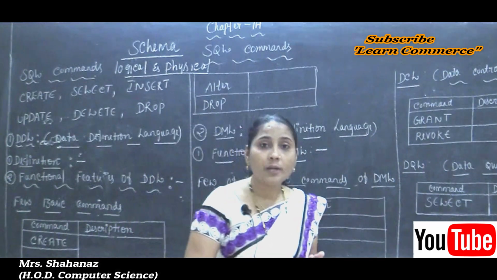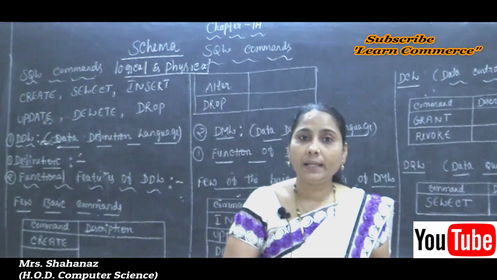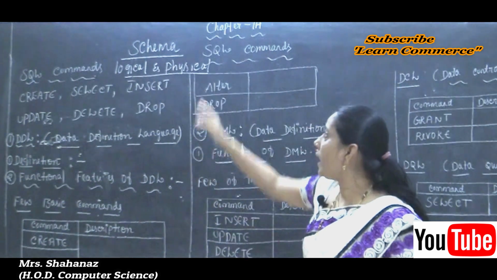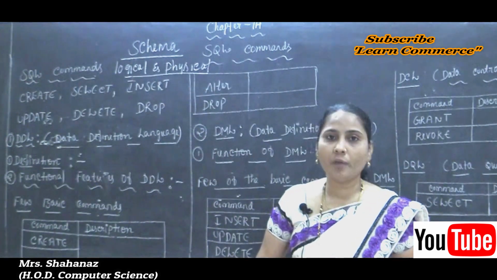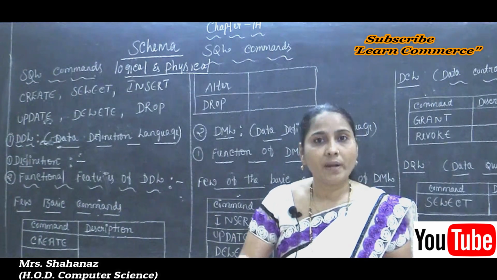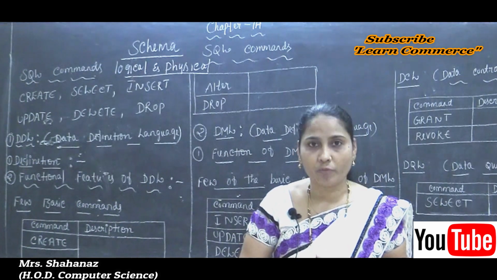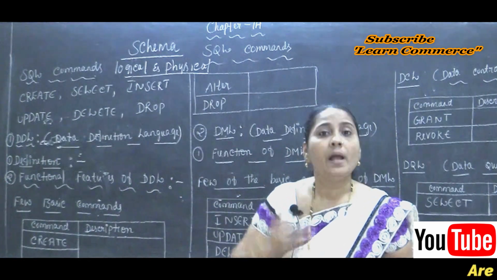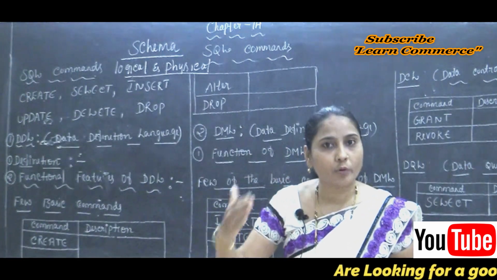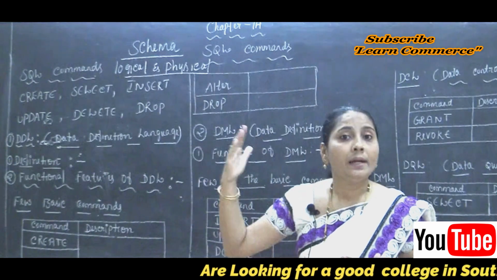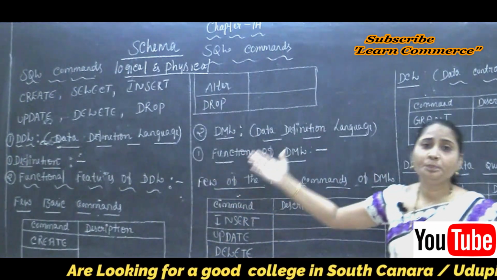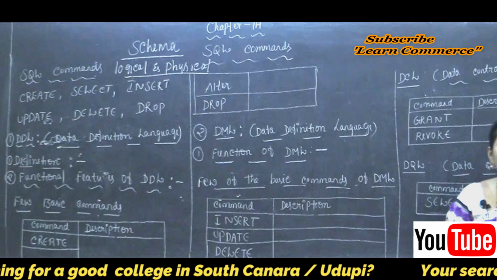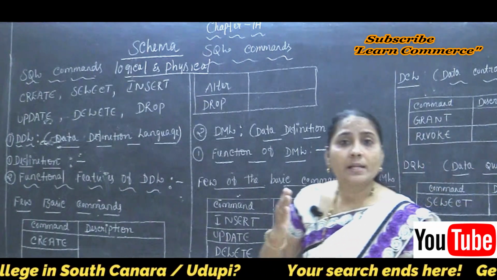And the second feature is that the DDL describes the schema as well as the sub-schema. We know the meaning of the schema: by using the data we are going to perform the operations here, and sub-schema means by using some specific application we are going to view the data from the database. It also describes the schema as well as the sub-schema.